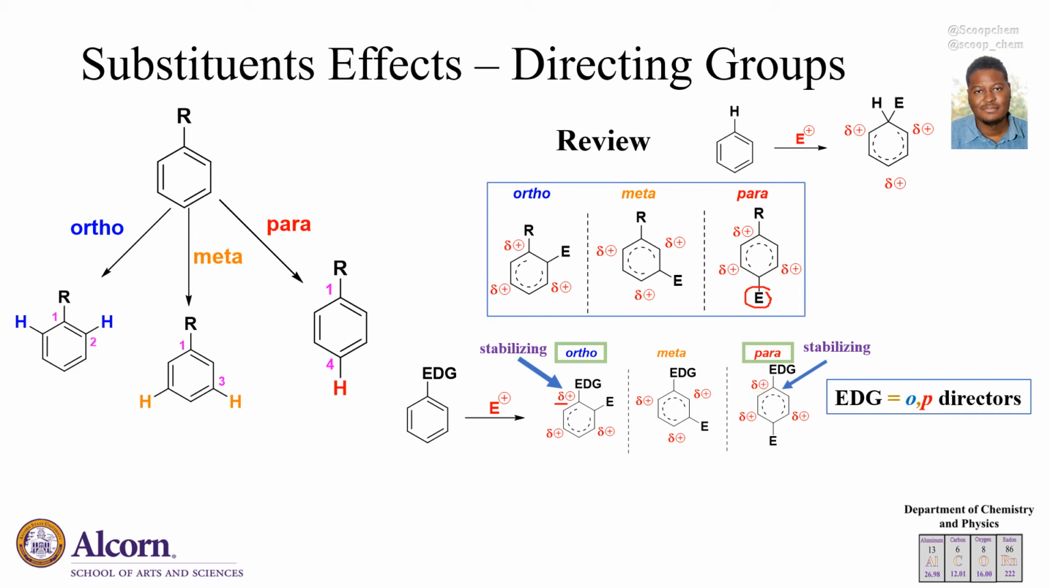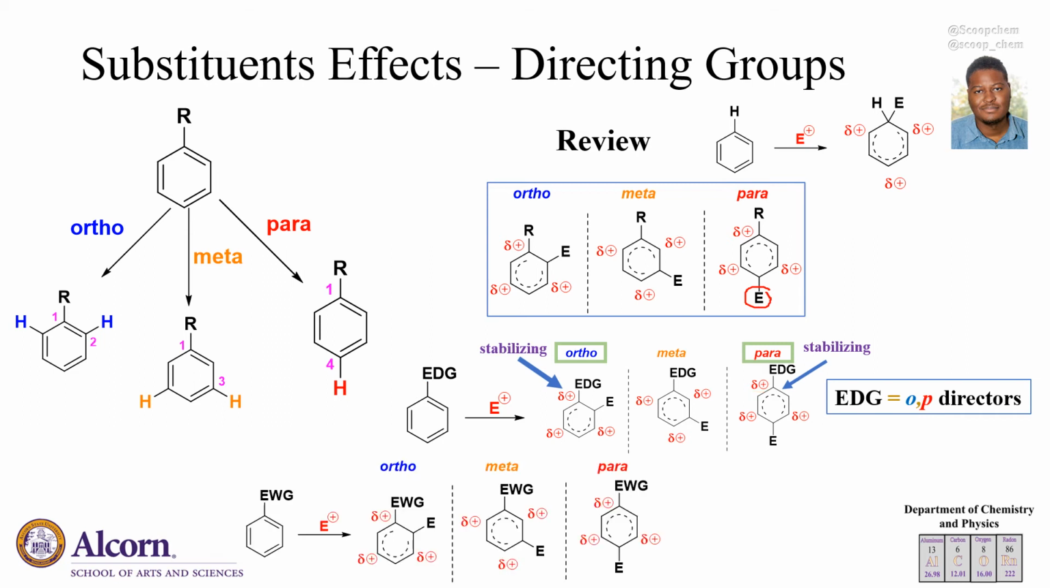So what do you think happens if I had an electron withdrawing substitution? We talked about that a little bit as well. This electron withdrawing group does not want to be next to these plus charges, right? So this destabilizes the ortho and the para position, and instead electron withdrawing groups only prefer the meta position. So we summarize this by saying electron withdrawing groups are meta directors.